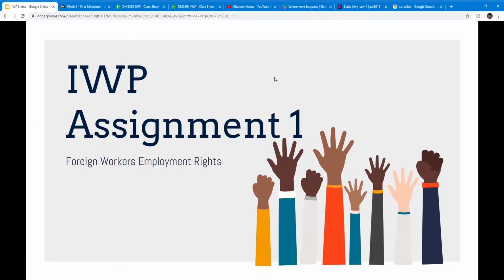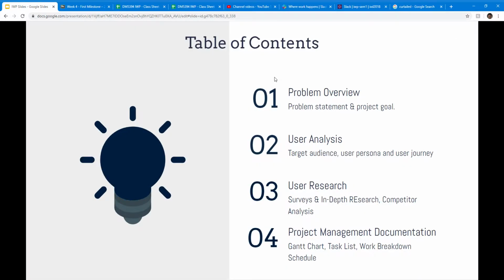Today I'll be talking about my IWP assignment 1. The topic will be foreign workers' employment rights. Okay, so this is my table of contents. The first one will be problem overview, the second one will be user analysis, the third one will be user research, the fourth one will be project management documentation.